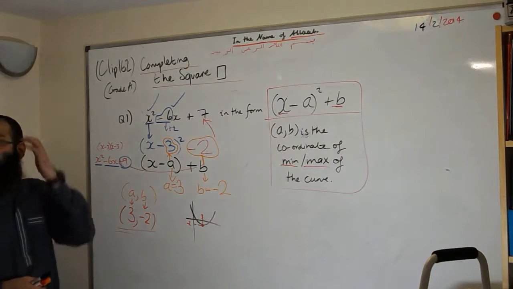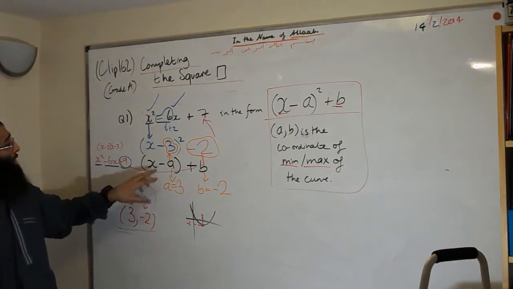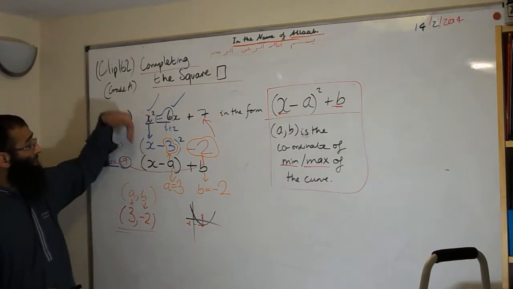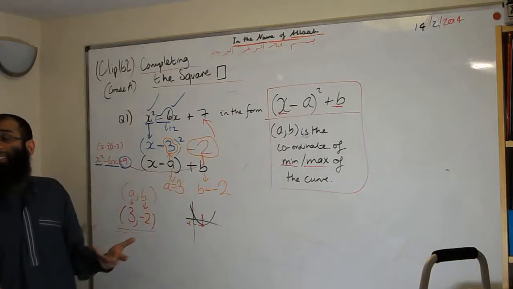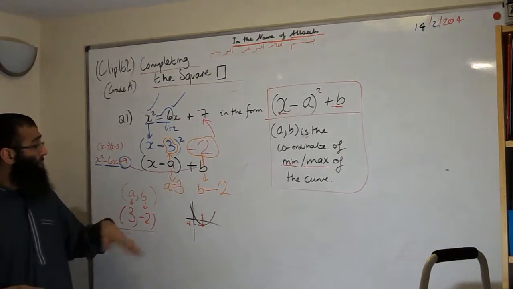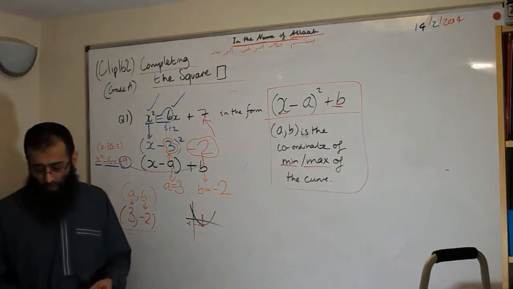So we worked out, by completing the square and reading off the A and the B value, we've actually worked out the minimum point of this quadratic function. That's the significance. The A is the X value and the B is the Y value of the minimum point. That's that question done. Okay, let's do another question.